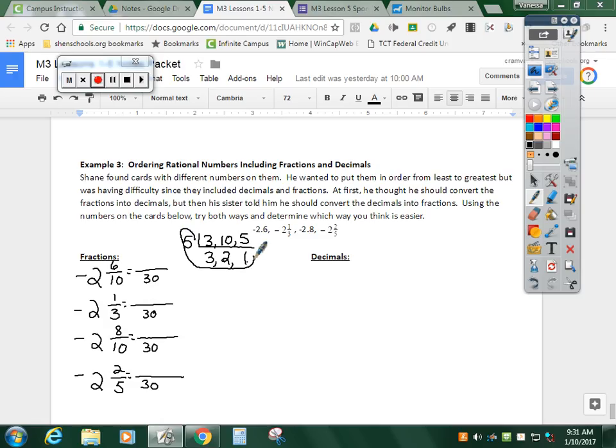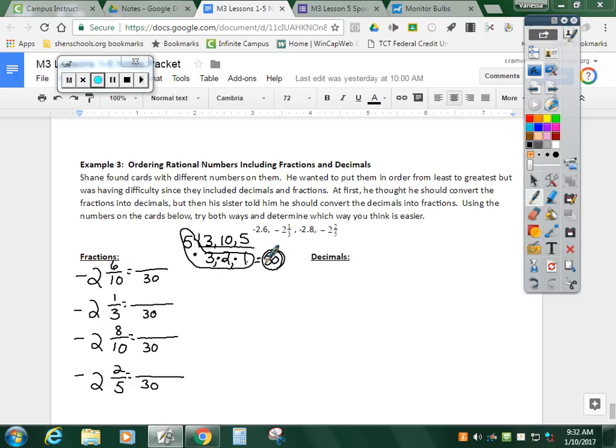And LCM, 5 times 3 is 15. 15 times 2 is 30. 30 times 1 is 30. That's one way you can find a common denominator, is the least common multiple. Or you can just think to yourself, okay, what do all of these have in common?